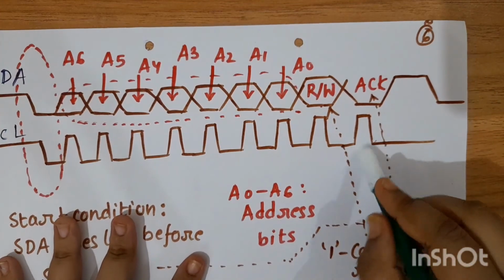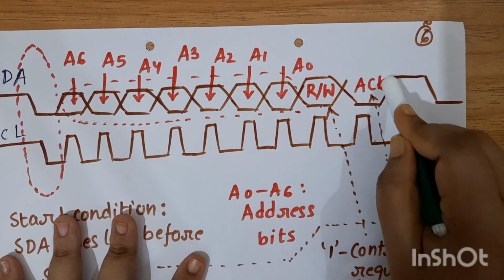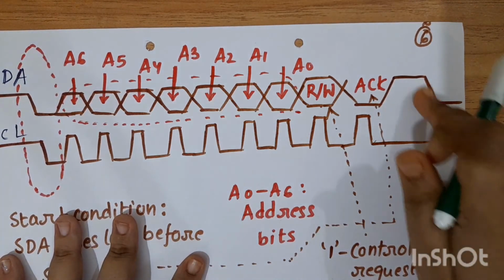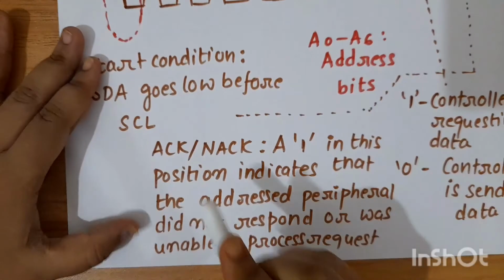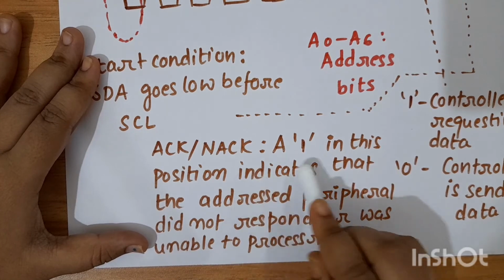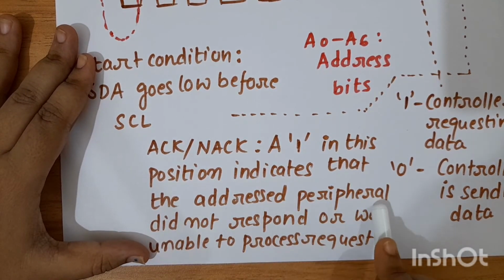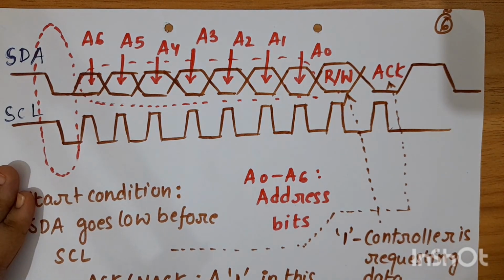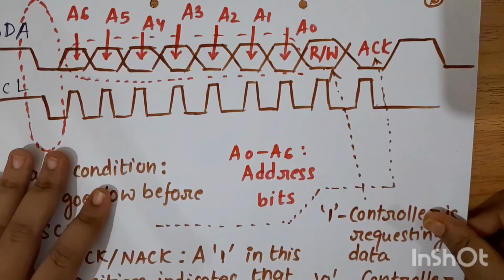After this condition, what comes? It is the ACK or NACK bit. If it is low, that means the address has been properly sent and it is being acknowledged. 0 means acknowledgement, 1 means no acknowledgement. A 1 in this position indicates that the addressed peripheral, that means the slave, did not respond. So if it is 1, data has not been properly sent, no acknowledgement. If it is 0, that means acknowledgement has happened.